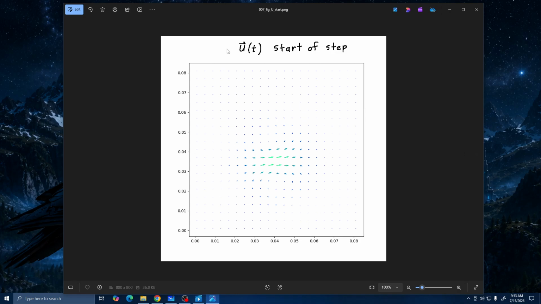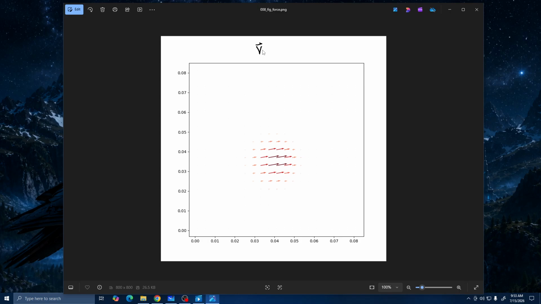Start with a u at the start of the time step. This is just a velocity field. We're going to apply a force. In this case, this is mostly a Gaussian force. There's some advection in here, but this is mostly a Gaussian force. By Gaussian, I mean there's a force with a vector field off to the right and a little bit up, and it's applied in a Gaussian shape, so the force is strongest in the middle and less strong off to the side.